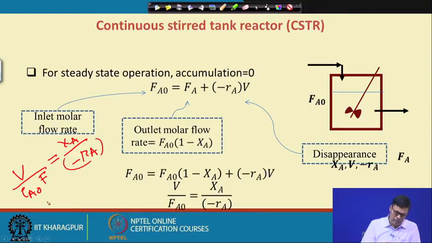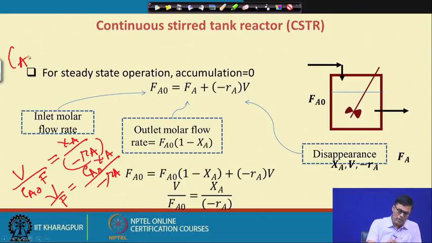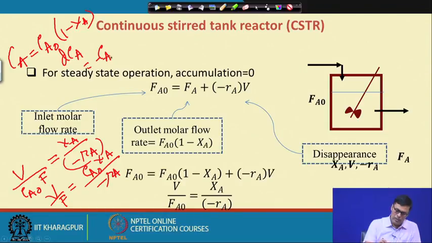Now this is V by F equal to CA0 into XA by minus RA. Can I write like this? Now what I told you is CA equal to CA0 into 1 minus XA. The dCA will be equal to minus CA0 into dXA. Now here you see that this is the XA that we have.